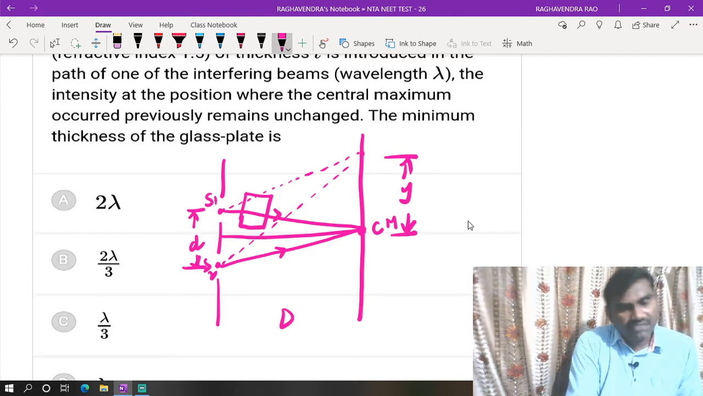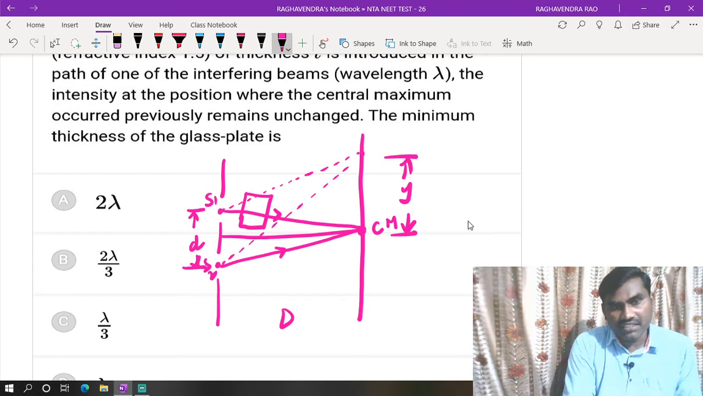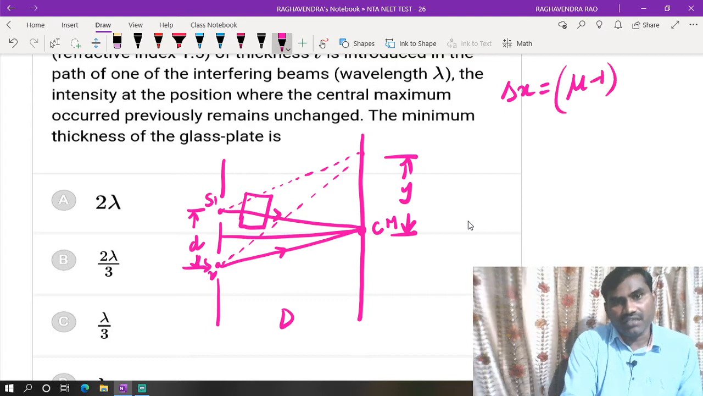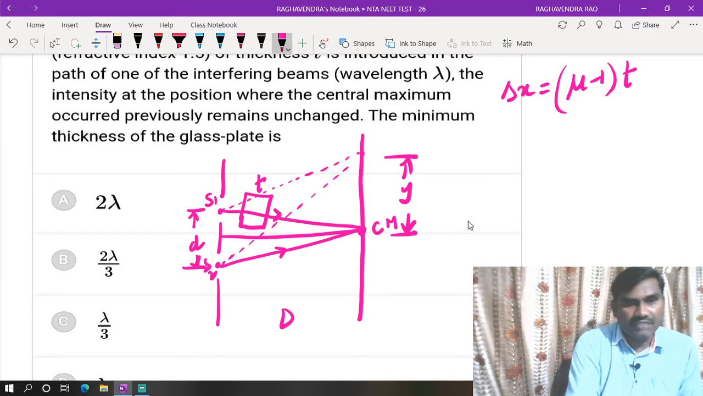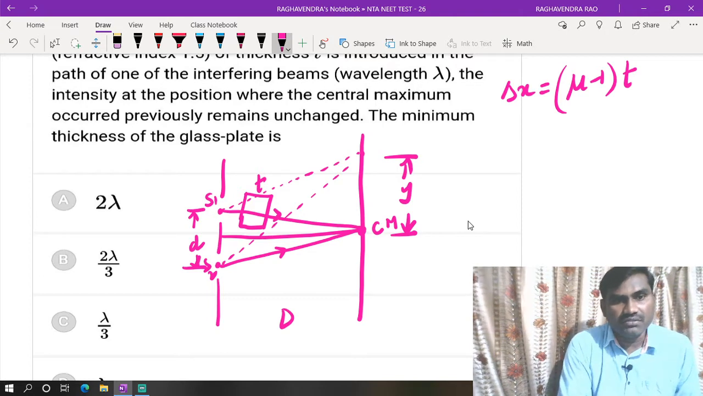So by introducing this, what happened? There is a shift in fringes. That is called lateral shift. Now in this case, the path difference will be delta x is equal to mu minus 1 into t, where t is the thickness of the glass slab and mu is the refractive index of the glass slab. So because of the introduction of this glass slab, there is a path difference of mu minus 1 into t.